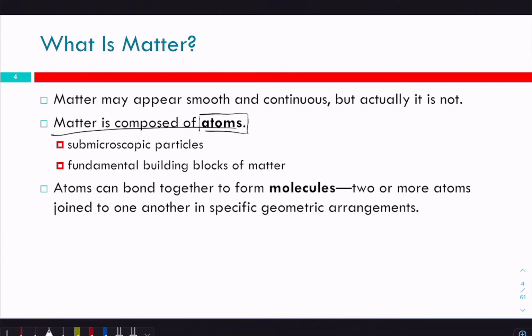And specifically, the atoms bond together in specific geometric arrangements. So a molecule always has a specific number of atoms combined in a specific way, kind of like a Lego set. If you had a small Lego set, that set would only be complete if the Legos are all attached in that specific configuration with a specific number of each type.